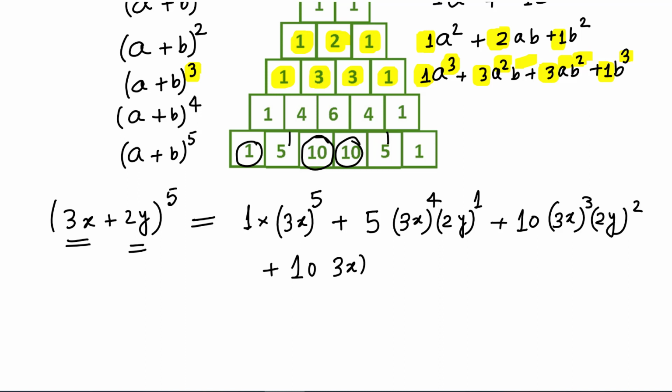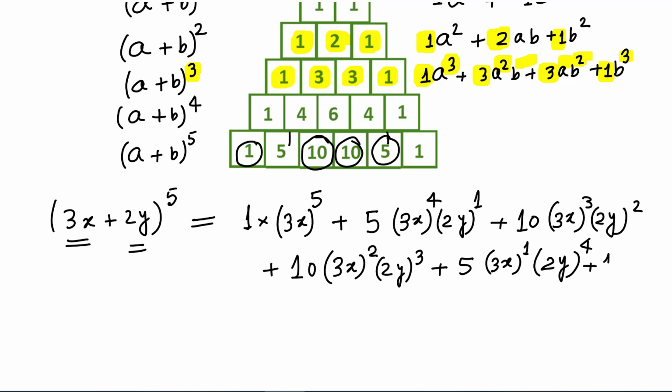Plus, we again have a 10 and 3x raised to the power 2, we are decreasing the power by 1. Initially I had 3, I have decreased by 1, so this becomes 2. And we will increase the power of 2y. Now here I have a coefficient of 5, so 5, 3x raised to the power 1 and 2y raised to the power 4, and finally I have a coefficient of 1, and then this will be 3x raised to the power 0 and 2y raised to the power 5.